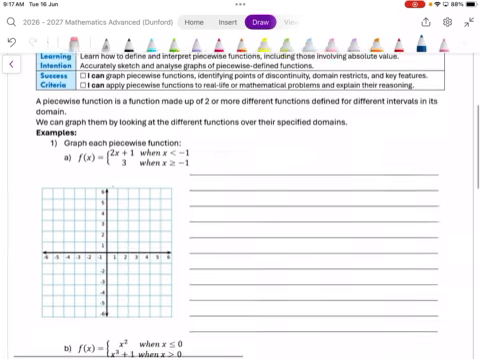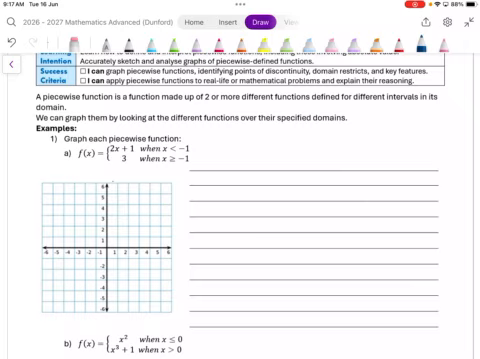So we are going to graph this piecewise function to start off with. f(x) is equal to 2x plus 1 when x is less than minus 1, and it's equal to 3 when x is greater than or equal to minus 1. So we have two linear functions and we're going to graph each one separately. Our first function is y equals 2x plus 1, and our domain is that x is less than negative 1.